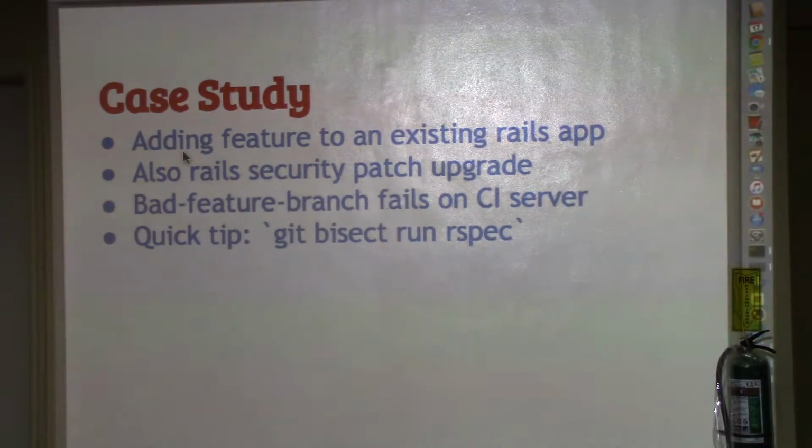So before I used Byebug, there's a quick tip. I used Git bisect in order to narrow down the problems, the potential search space. So what Git bisect does is, instead of you manually checking out each commit, it automatically checks out.